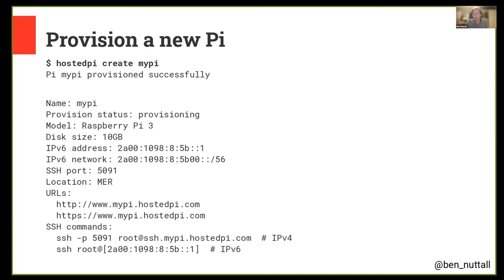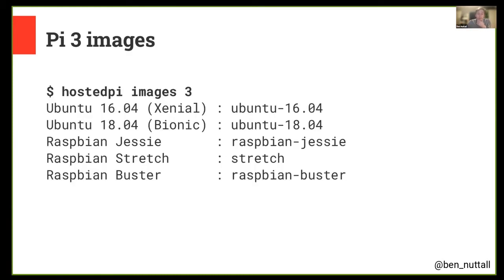So immediately within seconds, I've had this request for a new instance of a Raspberry Pi in my account. So I've got its name there. Its status is currently provisioning, so it takes a few minutes just to prepare and boot up. It tells me this is a Raspberry Pi 3. It's got a 10 gig disk. These are its IP addresses and the SSH port and all that kind of thing is all there.